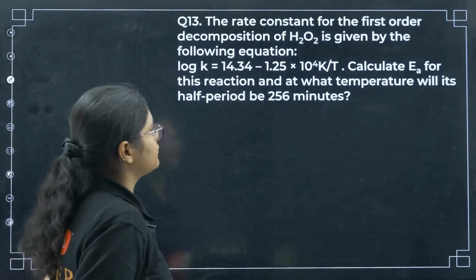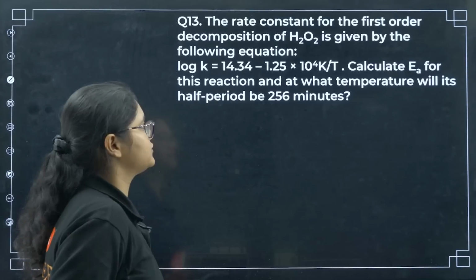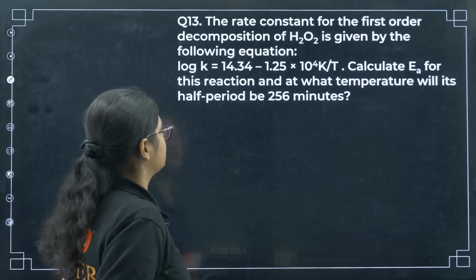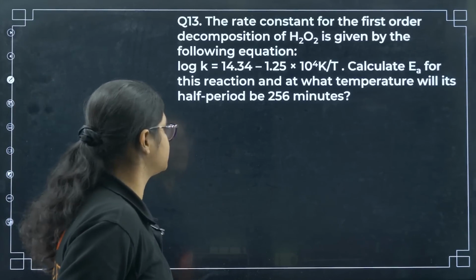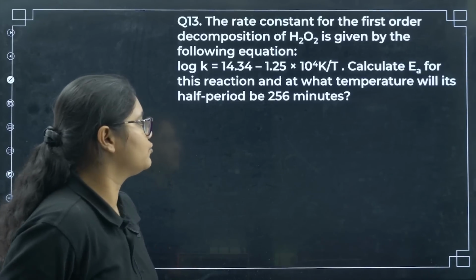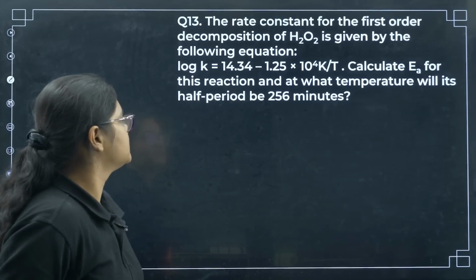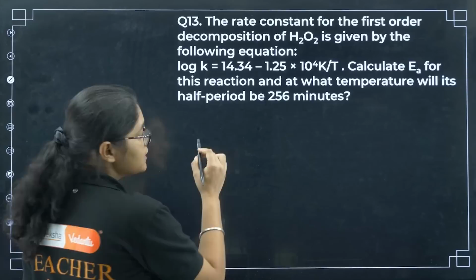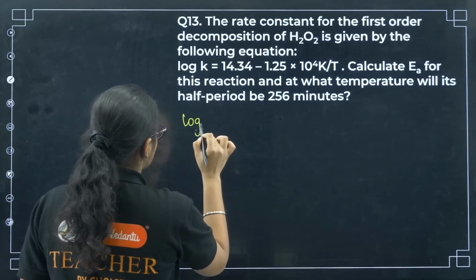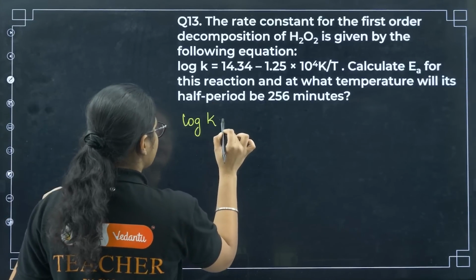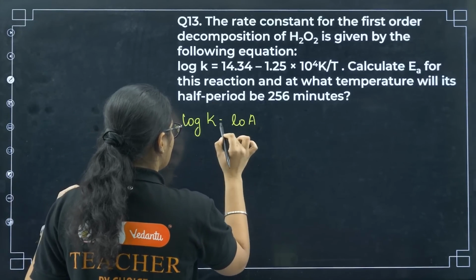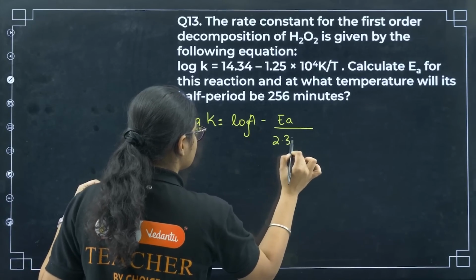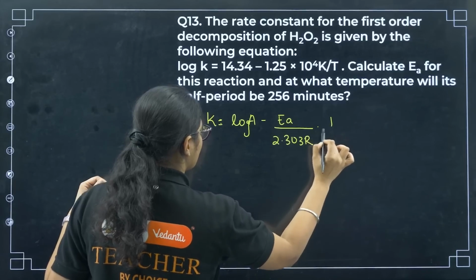The rate constant for the first order decomposition of H2O2 is given by the following equation. Calculate the activation energy for this reaction and at what temperature its half-life will be 256 minutes. Okay. So here you can see that we can first write log k. We have this equation: log k is equal to log A minus EA by 2.303 R into 1 by T.